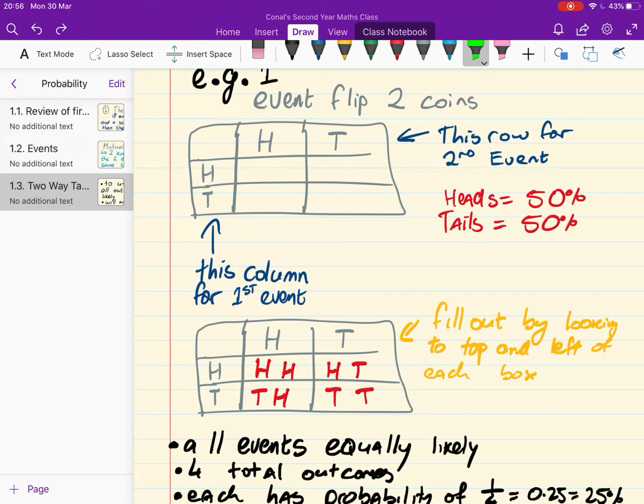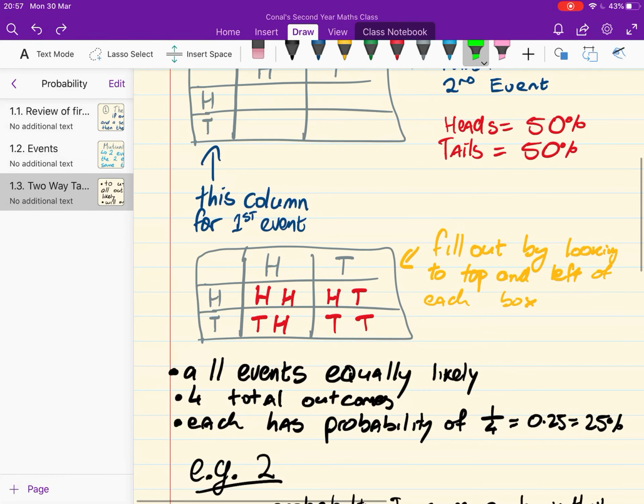We fill out the two-way table by looking to the top and writing down whatever the event is for that, and then we look to the left and write down the event for that. So in the first box we have HH, because I've looked up and I've seen there's an H, I've looked left and I've seen there's an H, so that means that's the probability of getting heads, heads. Then the next one I look here and I have heads, tails, so I look left, I look right, and then I have heads, tails, and so on.